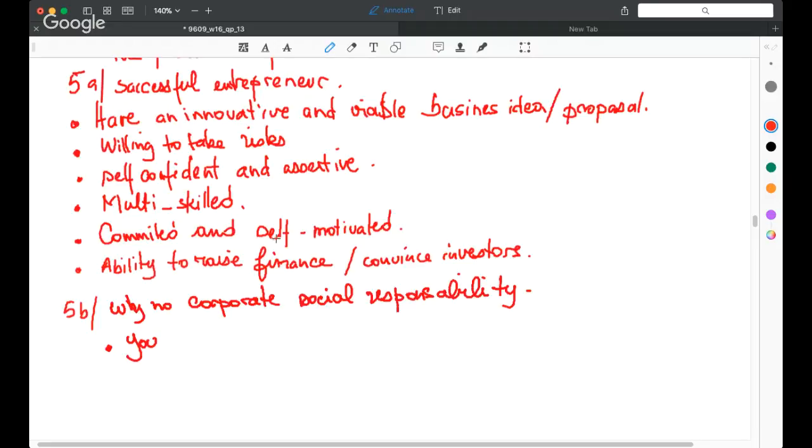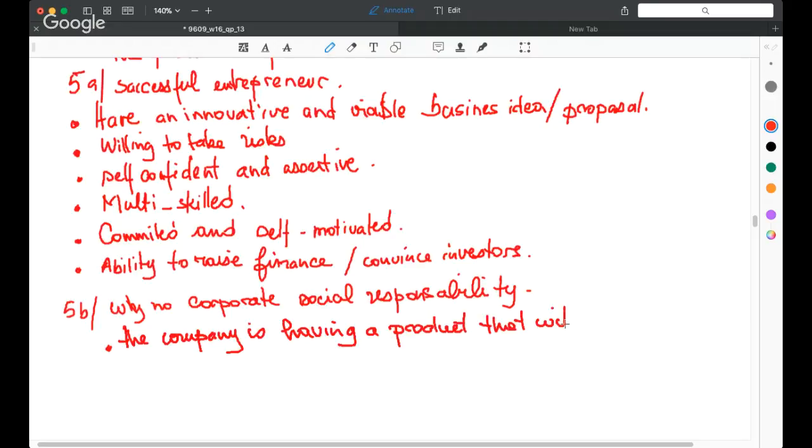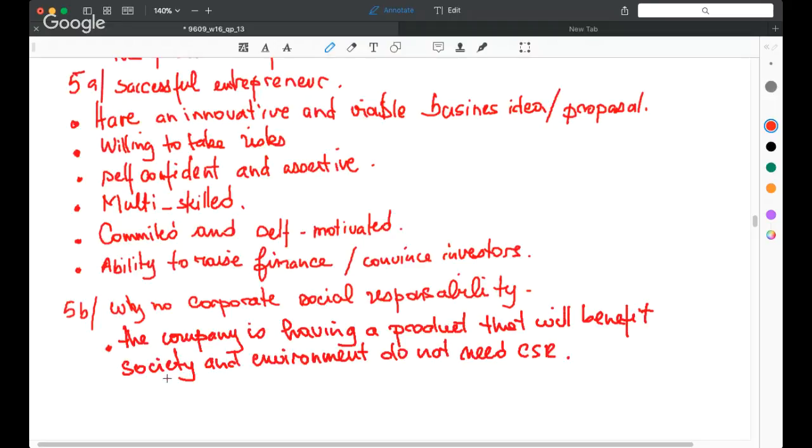So the first one is, the company is having a product that will benefit society and environment. Do not need CSR, corporate social responsibility.